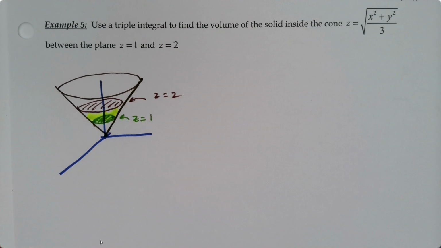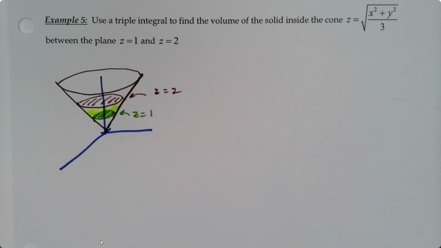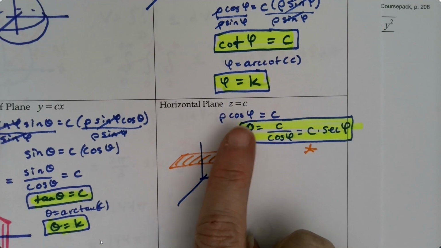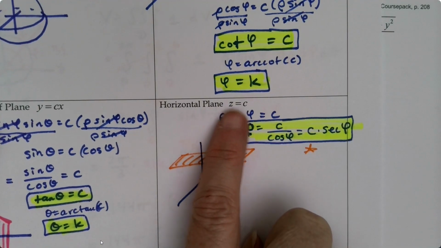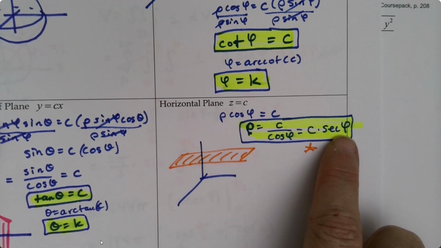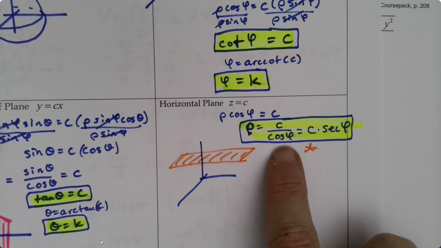Okay, so let's remind ourselves of some things. In spherical coordinates, we have some ideas of what some of these objects look like. So z equals 1. Remember that when you have a horizontal plane, z equal to a constant, that means rho is equal to the constant times the secant of phi, or if you will, that constant divided by the cosine of phi. Either way you want to do it.